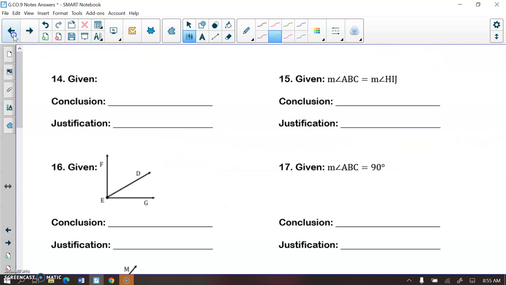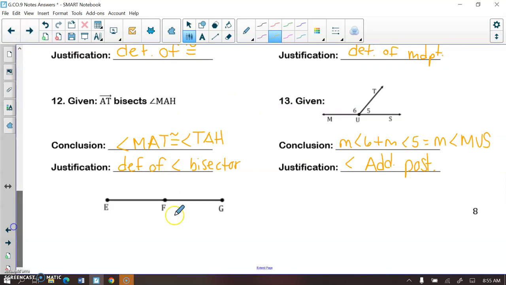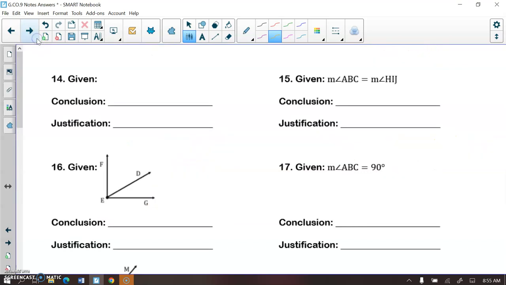All right, looking at that figure on this page that's on your correct page, we do not know that F's directly in the middle, and we cannot assume that. So we cannot say that F is the midpoint. The only thing that we can say here is that if I take EF, and notice I'm not putting the segment bar above it, plus FG, that would equal EG.